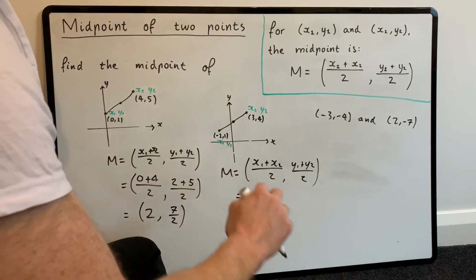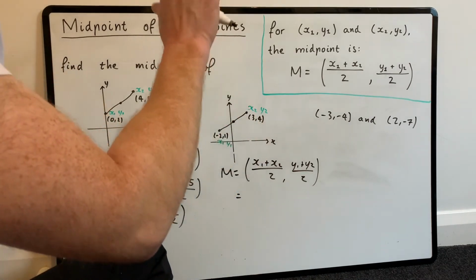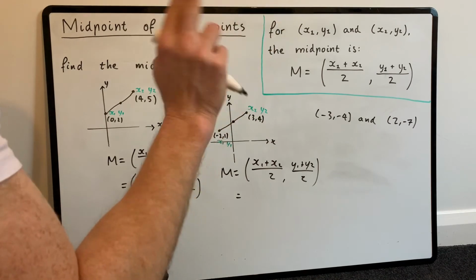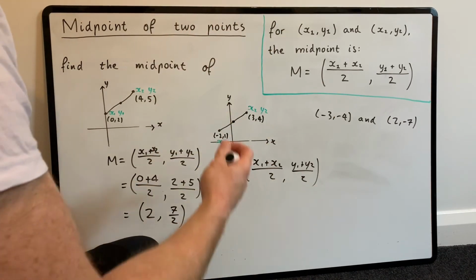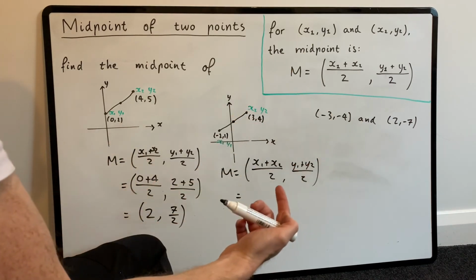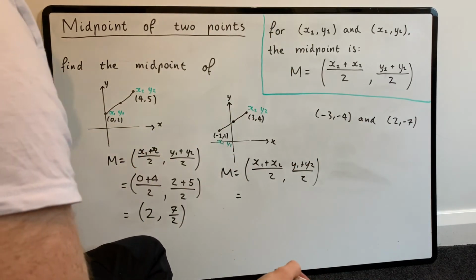Some people will often ask, does it matter which one is x1, y1 and which one is x2, y2? It doesn't matter, because the negatives will sort themselves out. You can prove this to yourself by trying any question in your book doing it both ways, and you'll find you get the same answer both ways.